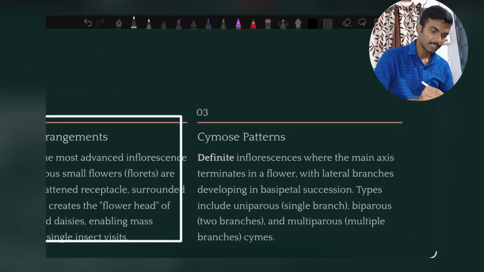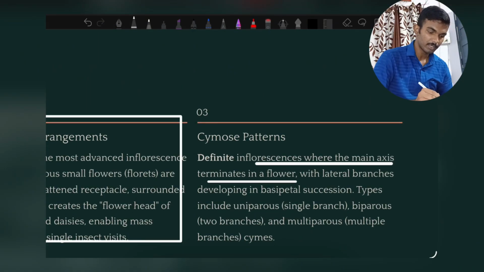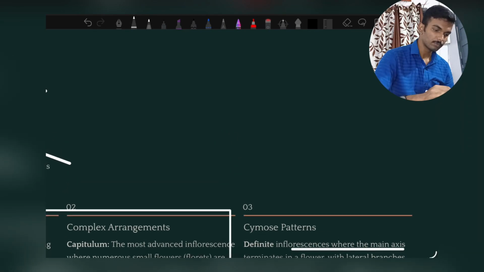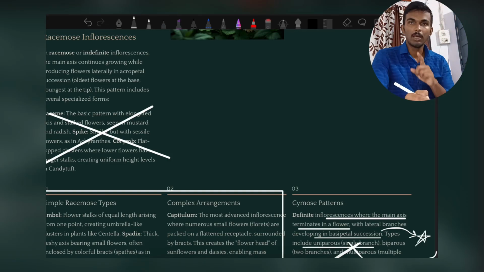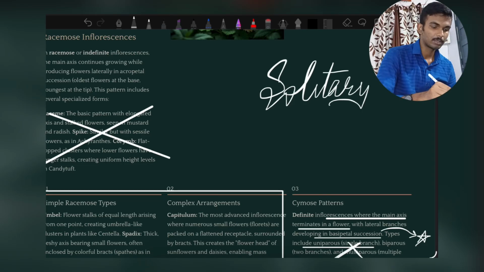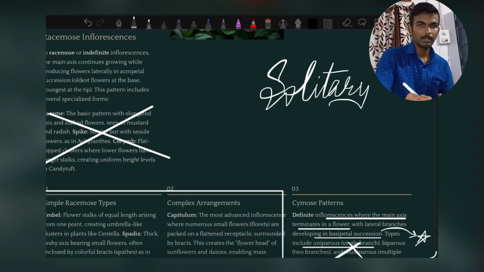Cymose pattern, definite inflorescence where the main axis terminates in a flower with lateral branches developing. In basipetal succession, types include uniparous, biparous, and multiparous. Not so important, but these are important. Basipetal succession. Now, another inflorescence type is solitary. Solitary, just a simple single flower, and it ends there.